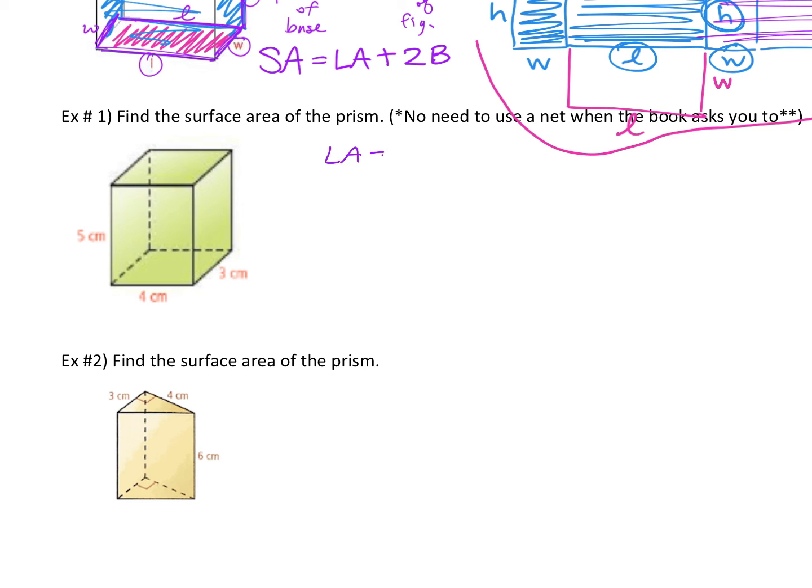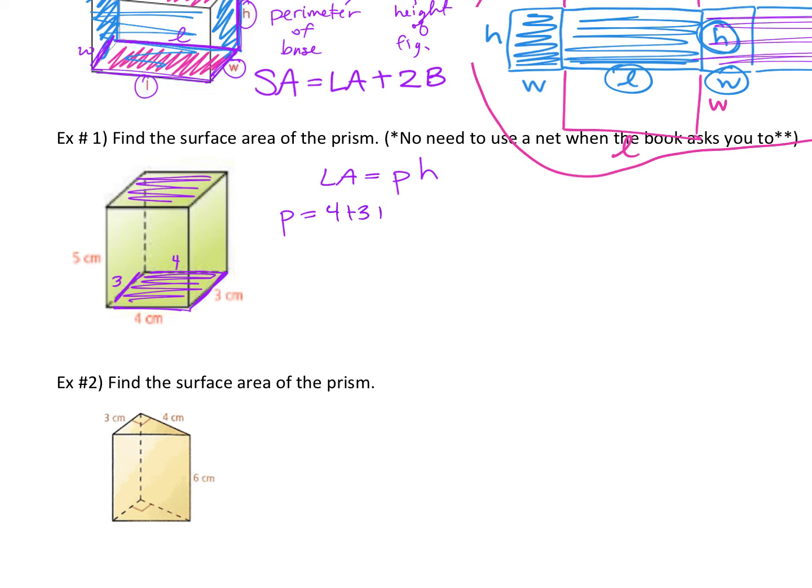So my lateral area is the perimeter of the base times the height. So we're going to treat our bases as these guys. What is the perimeter of my base? 4 plus 3 plus 4 plus 3, or you can do 2 times 4 plus 2 times 3, right? So the perimeter of your base is 14. Okay, what is H?